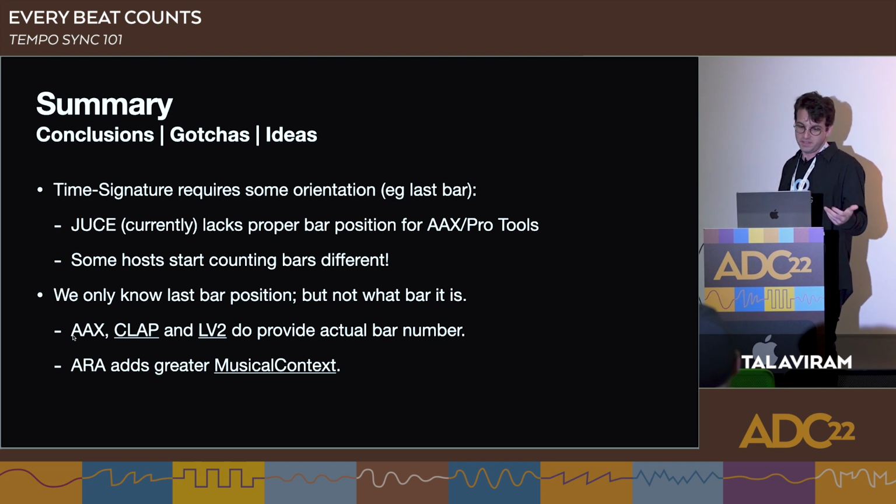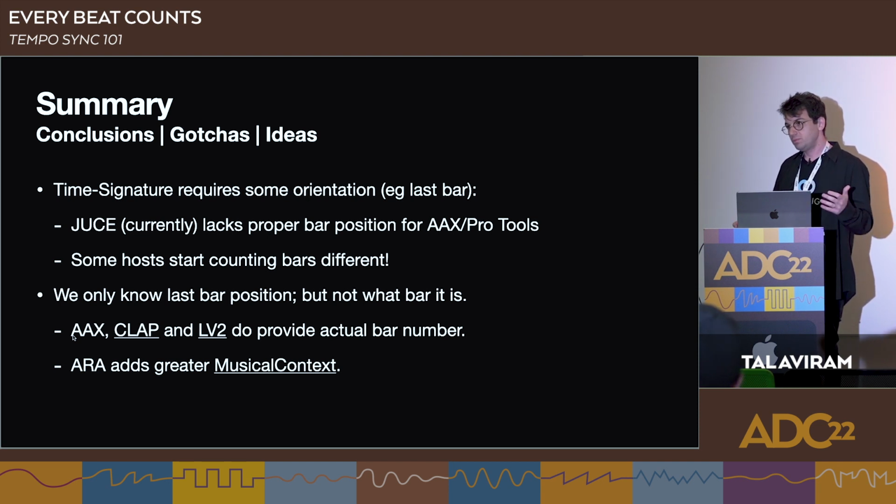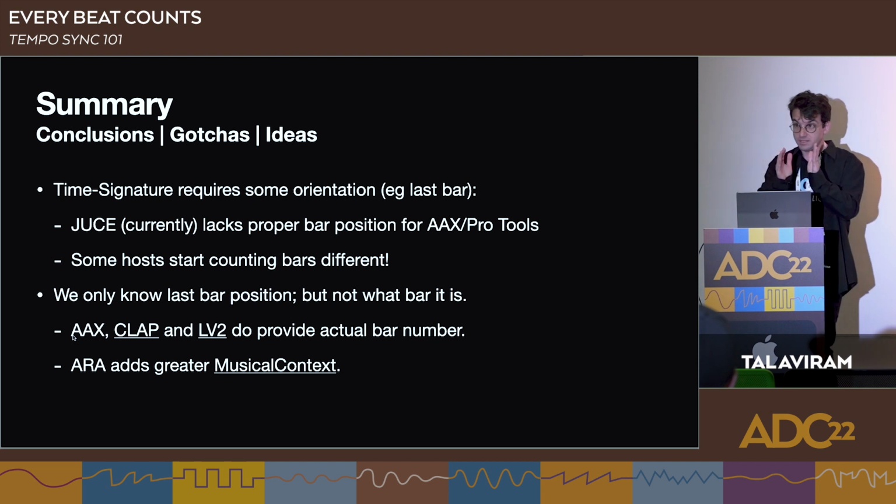Anyway, to solve this, AX and also CLAP and LV2, from what I saw, provide the actual bar number, not just the PPQ, last bar, and all those elements. And ARA, if you are doing something that requires even more complex situations, provides a musical context, which is a much greater thing, instead of you trying to bookkeep what your host did and guess where you are. It's really important, let's say if you have some time signature changes, and then something that started at one position now plays in another. So it's another thing to remember.